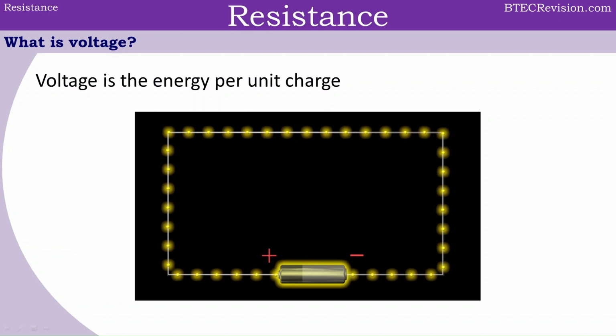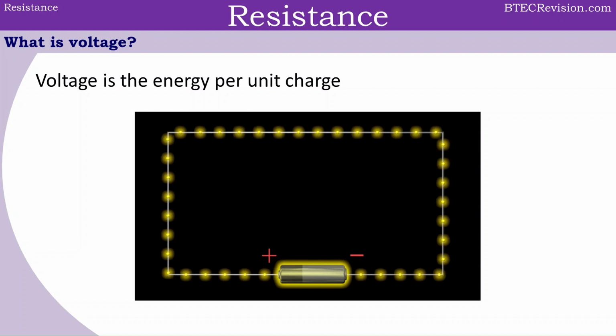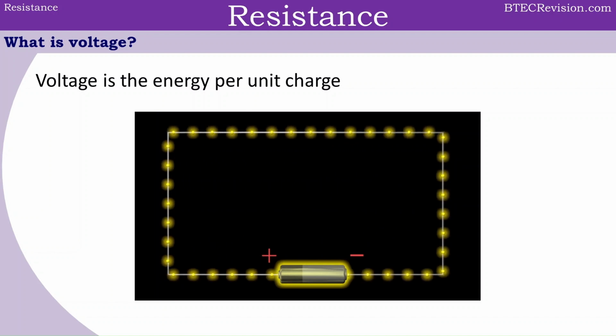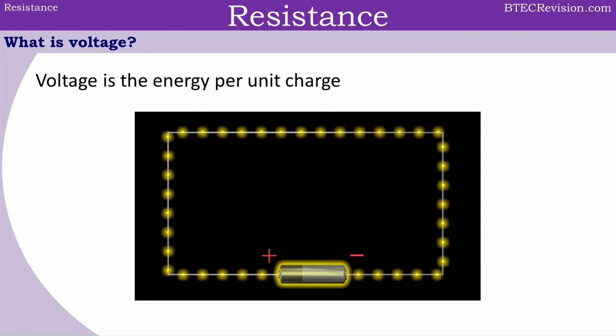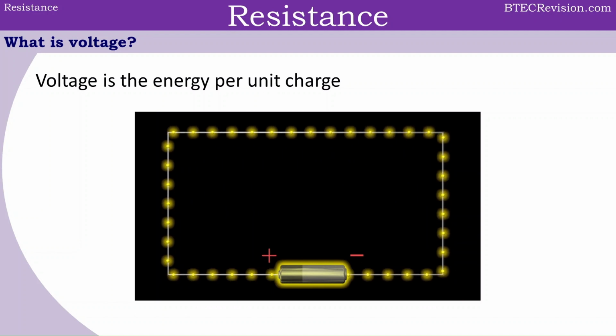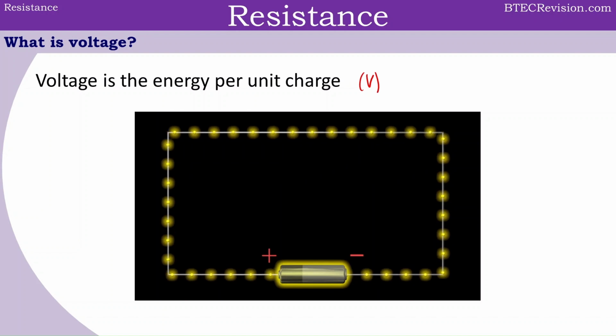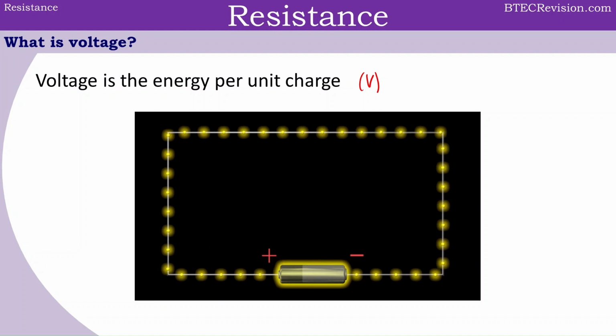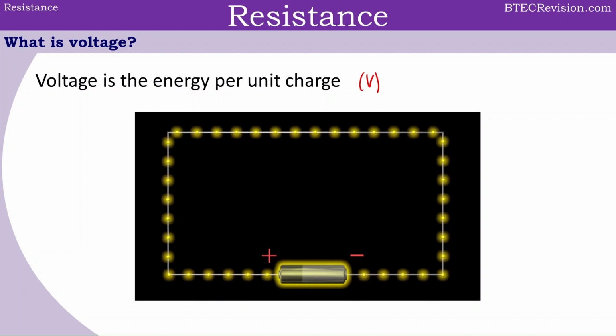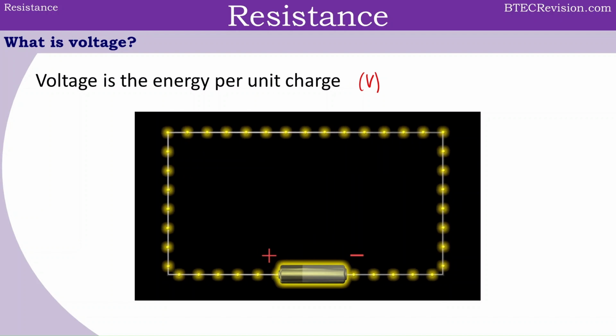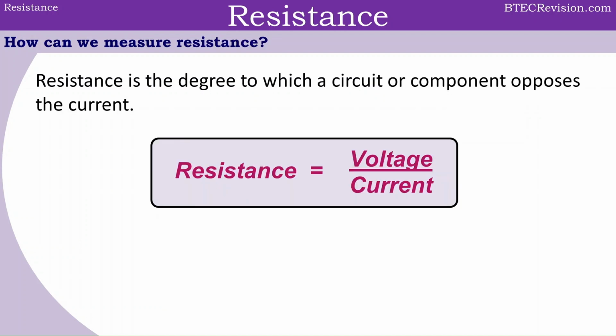Let's start off with voltage, which is the energy per unit charge. Looking at this diagram here, we can see that we have charges moving around in this circuit, and each of these charges is carrying a certain amount of energy, which can be used to transfer energy from the cell to a component. The unit for voltage is volts, which we can represent with the capital letter V. Another name for voltage is potential difference. For our specification, we can use these two words interchangeably. Voltage is potential difference.